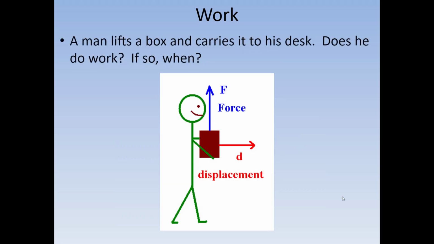So one question I could ask is, is this person doing work on this box? He lifts the box up, carries it to the desk horizontally, and the question is, does he do work, and if so, when? And the answer is only when he lifts the box up. When he moves the box to the side, he is technically not doing any work because the force being applied by the person is acting upwards while the object is being displaced to the side. So this is a 90-degree angle, so cosine 90 ends up being 0. So the work is 0 during the moving side to side. It is only when you're lifting it up and down that the force that you're applying is doing work.